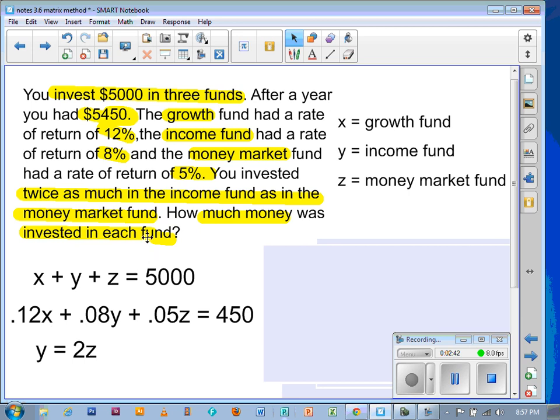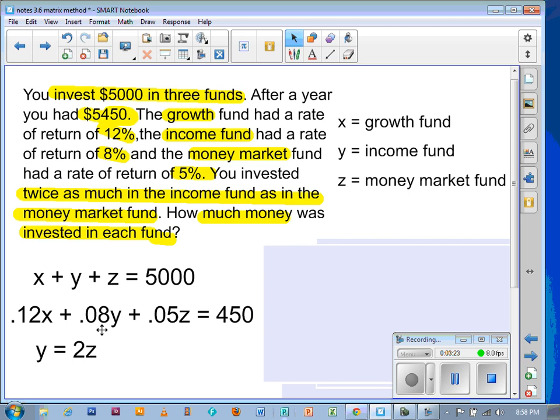The same is true with the income fund. That was the growth fund, now we're on the income fund. That's 8%, which is 0.08 times the amount of money we have in the income fund. Remember, we move the decimal left two places. And then 5% is 0.05, times how much we have in the money market. Now, the reason this is $450 and not $5,450 is because this is our actual growth. We started with $5,000, and we went to $5,450.